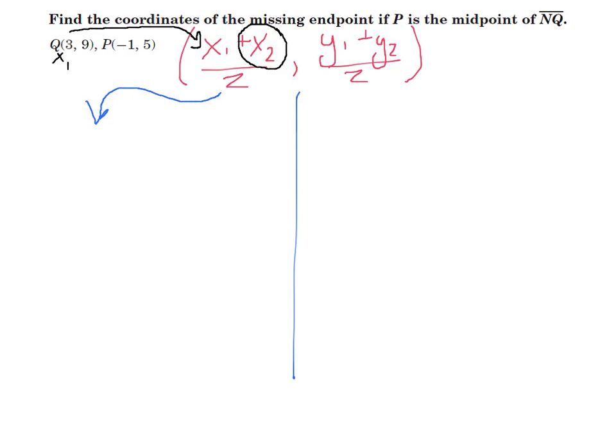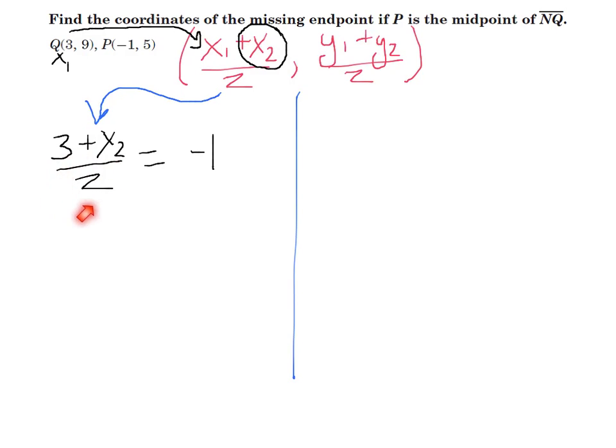So let's do that. x sub 1 is 3, plus x sub 2, divided by 2. Now that should equal our midpoint, which is negative 1. So that sets up an equation, and I need to solve it for x sub 2. I should start by getting rid of this fraction.